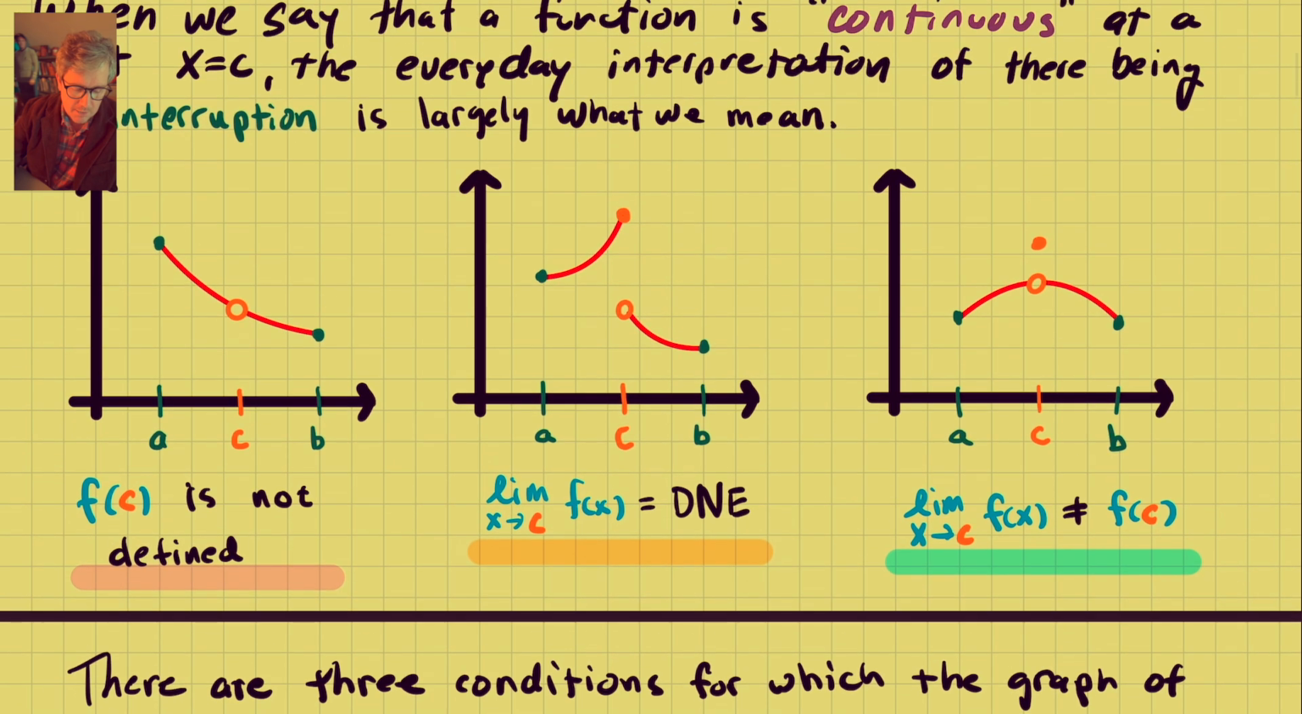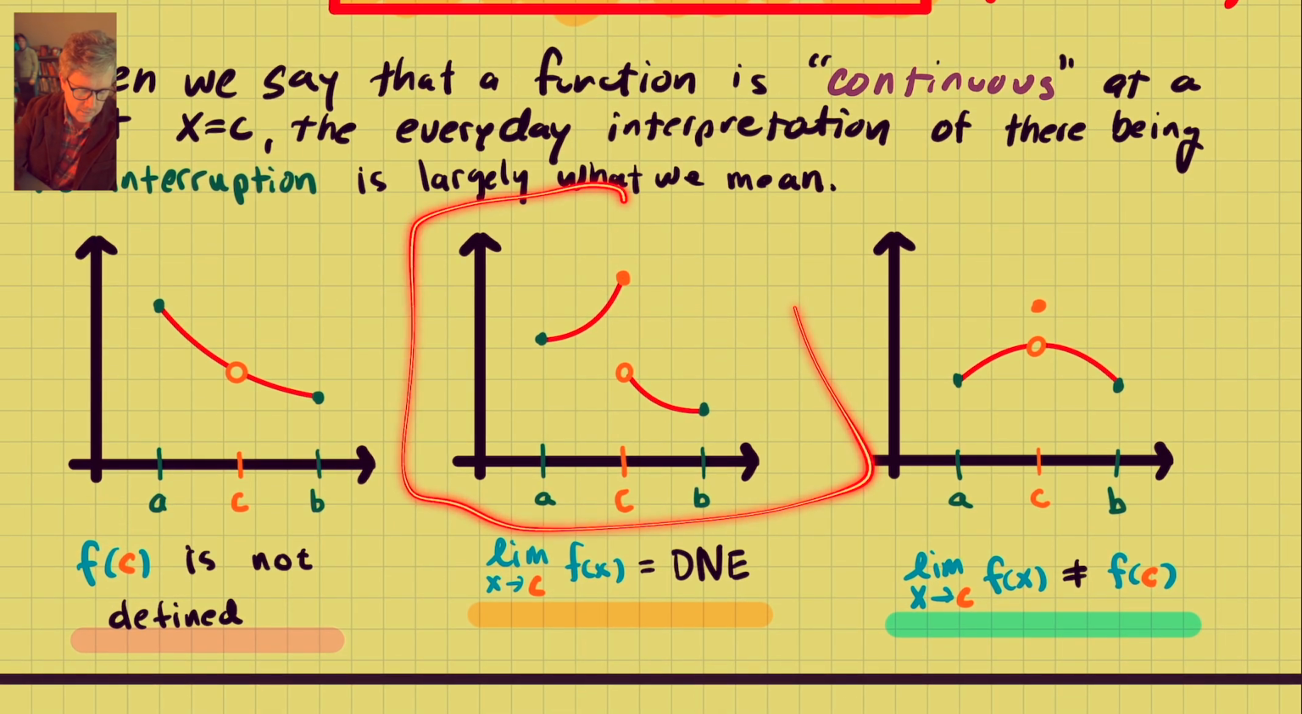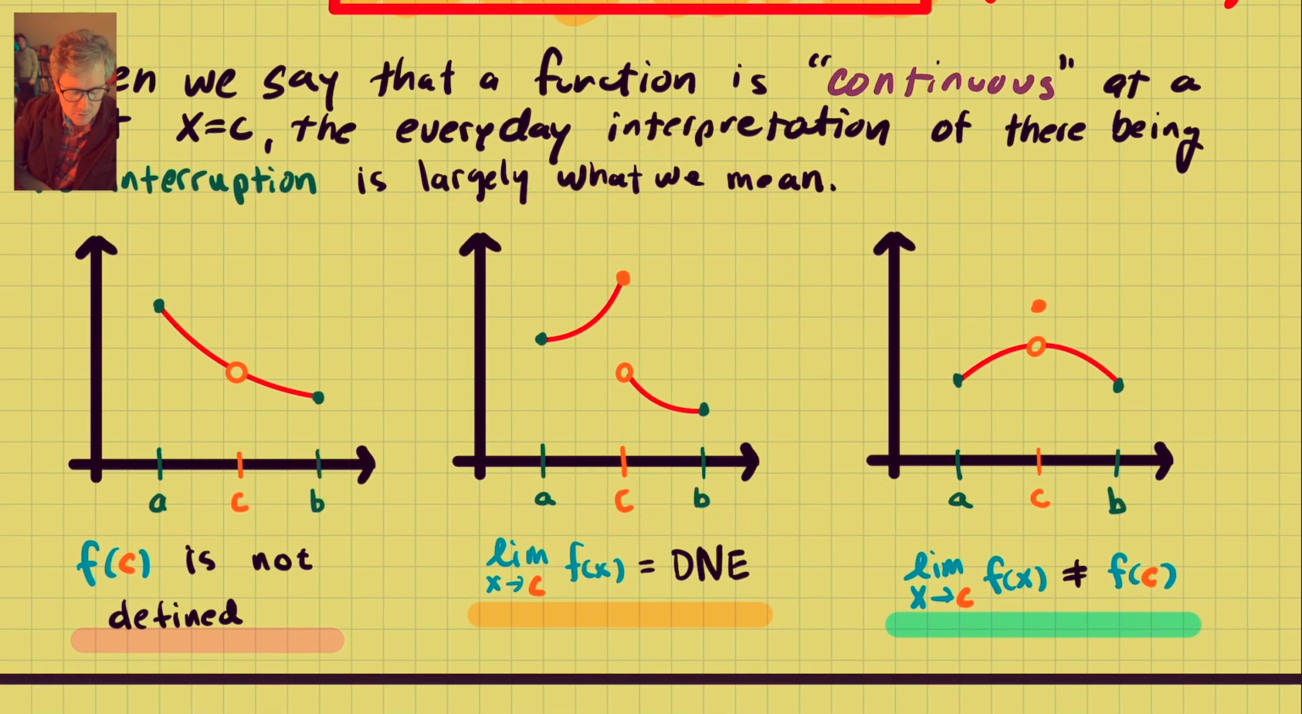Another example would be up here. In order to make this function continuous, I would have to redefine a whole bunch of points, wouldn't I? I'd have to somehow connect this. Right now I've just got this gap. I'd have to redefine a whole bunch of points in order to bring this together and make it continuous. And so that's a non-removable discontinuity.